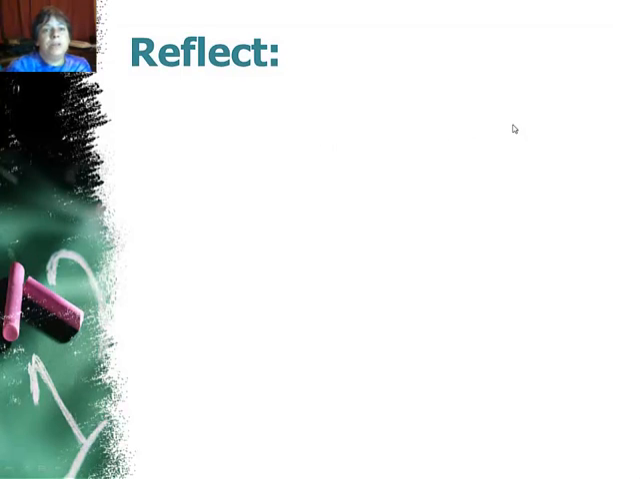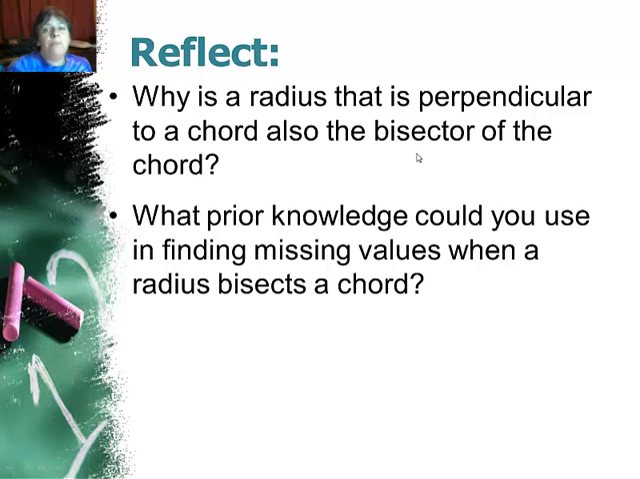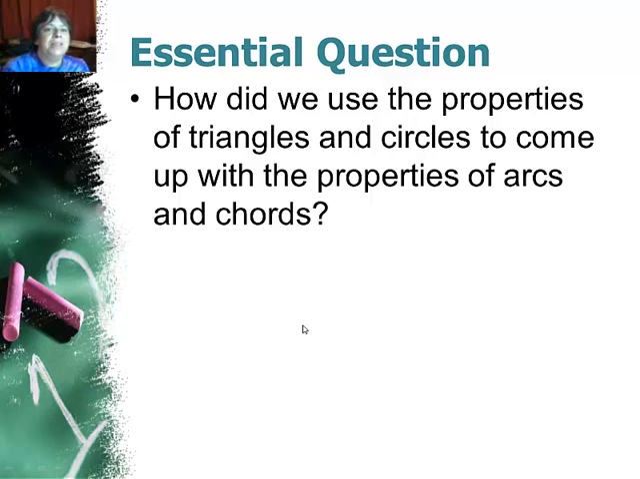So some quick notes for reflection. Why is a radius that is perpendicular to a chord also the bisector of the chord? And what prior knowledge could you use in finding missing values when a radius bisects a chord? Hopefully you'll think of our friend the Pythagorean Theorem. Last but not least, our essential question for this lesson: How did we use the properties of triangles and circles to come up with the properties of arcs and chords?